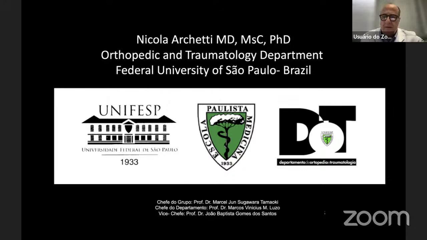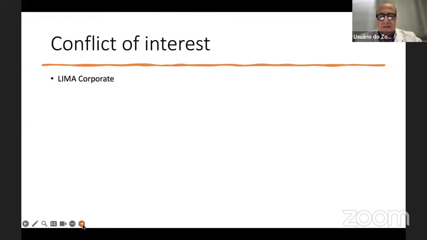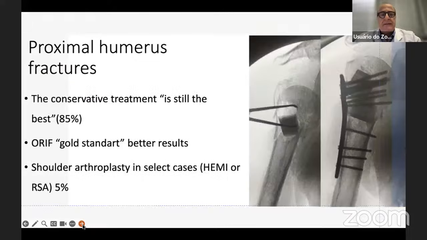Thank you, Dr. Gopalan. It's really a pleasure for me. It's an honor to be here with you and our friends. Today, I'm going to talk about a subject that really interests me a lot: how to plan a reverse shoulder arthroplasty for fractures using the anatomical parameters. I have this conflict of interest.